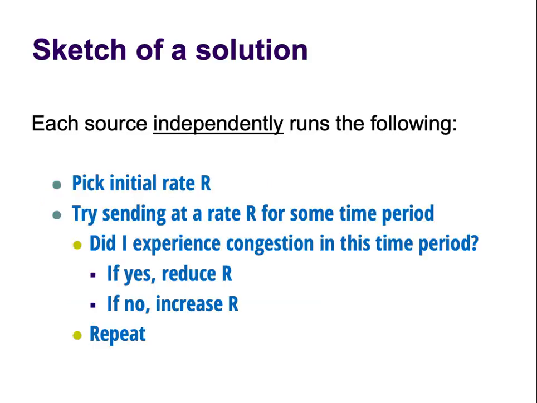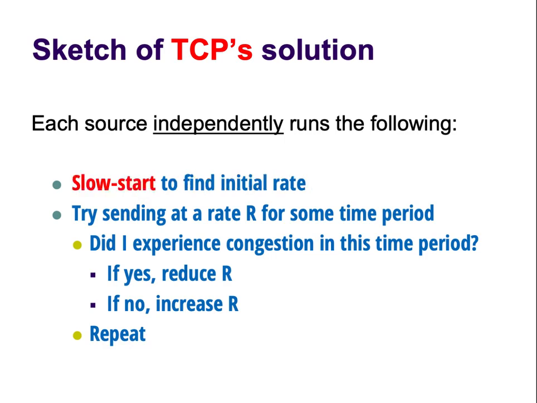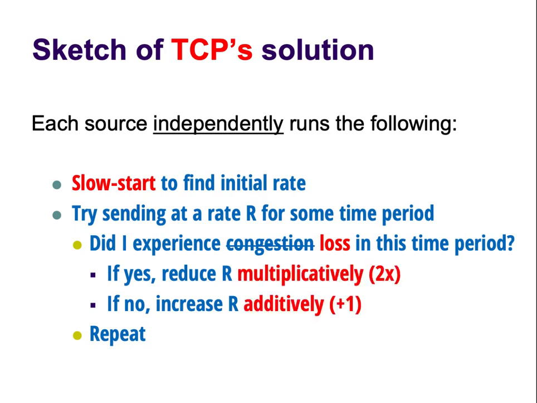Okay, so with that, we now have a fairly good sketch of a solution, right? We said that each source is going to independently run this algorithm, where you pick an initial rate, try sending at that rate, check if you had congestion, and then adjust. What we now know, and this is a sketch of TCP's solution, is that the way in which you pick that initial rate is based on slow start. You pick a small value and you exponentially increase it until you see loss. And we also know that the way you decide whether you experienced congestion is whether you had loss during that time interval.